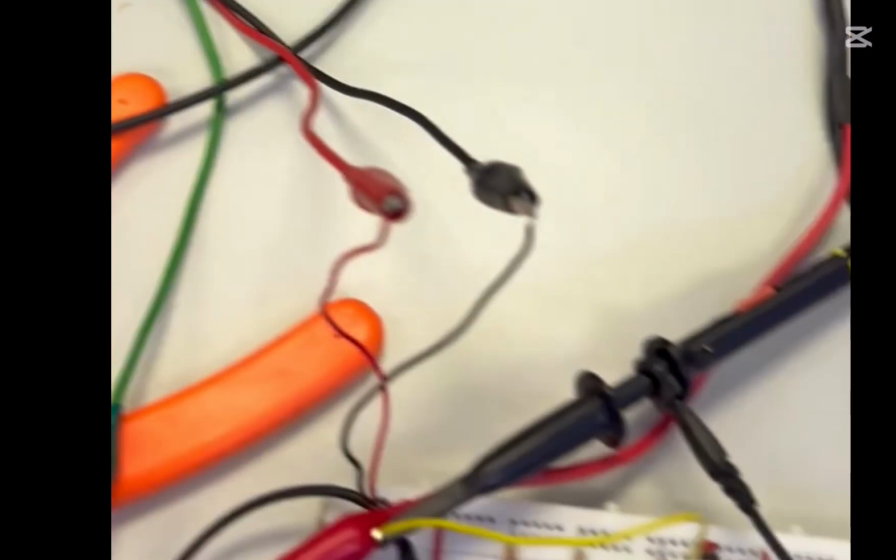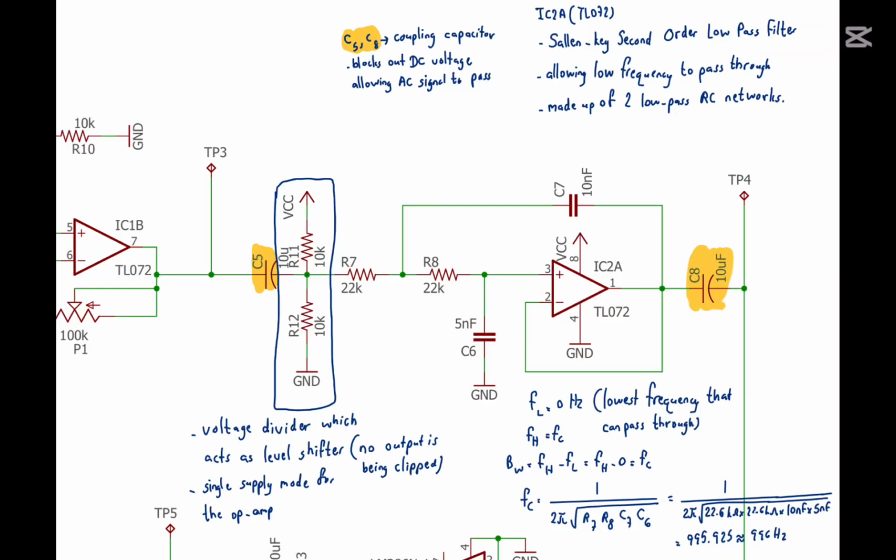This is the end of stage 2. Stage 3 is the active filter, which still shares the same IC as in stage 1 and stage 2. C5 and C8 capacitors are coupling capacitors. They block out DC voltage, allowing only AC signals to pass through. The resistors R11 and R12 act as a voltage divider, which also acts as a level shifter so that no output is being clipped. They also help the amplifier to work in a single supply mode.